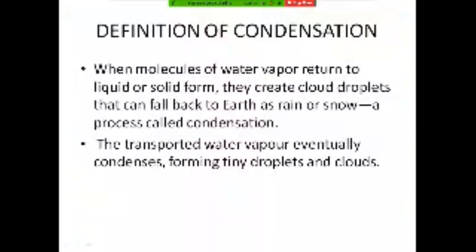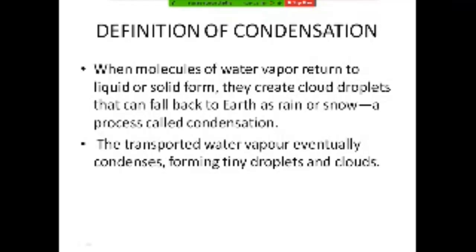Now, the definition of condensation. When molecules of water vapor return to the liquid or solid form, they create cloud droplets that can fall back to the earth as rain or snow, a process called condensation. So the water vapor which is coming back to us in the form of liquid or solid is called condensation.